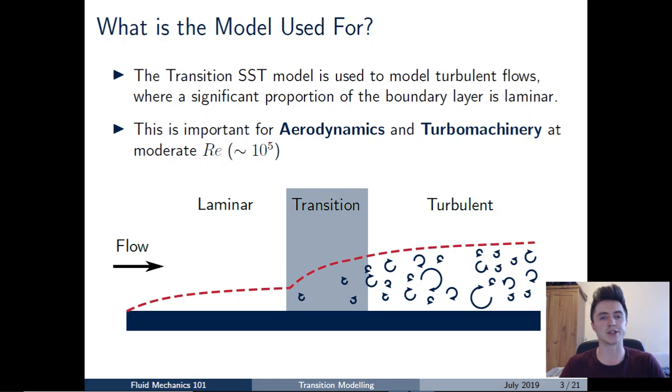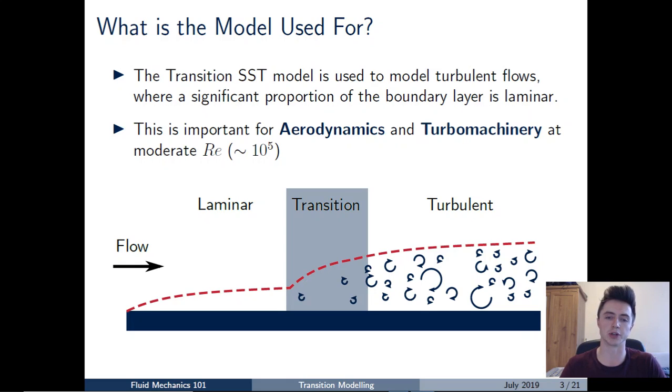So just to start off with, what is the model used for? Well, the Transition SST turbulence model is used to model turbulent flows where a significant proportion of the boundary layer is laminar. And this is quite likely to occur and be important for aerodynamics and turbomachinery applications at moderate Reynolds numbers. So Reynolds numbers of the order 10 to the 5.